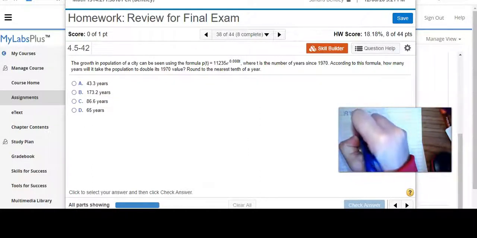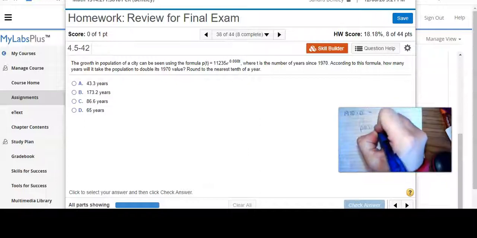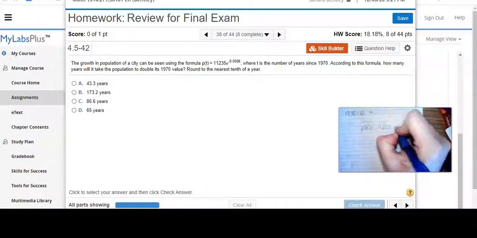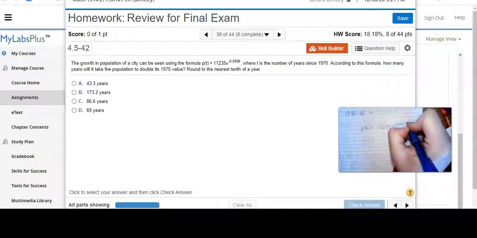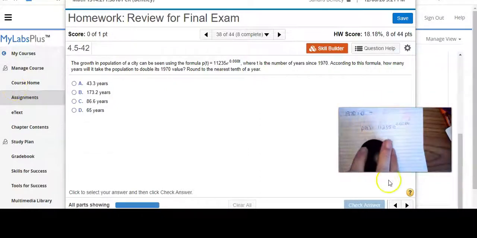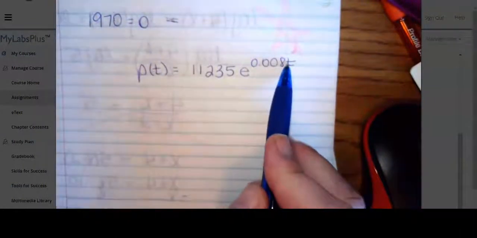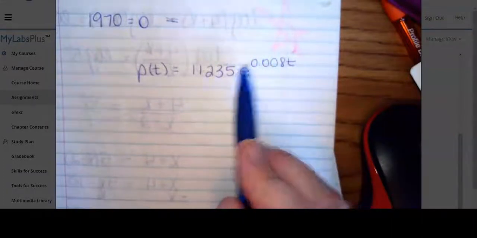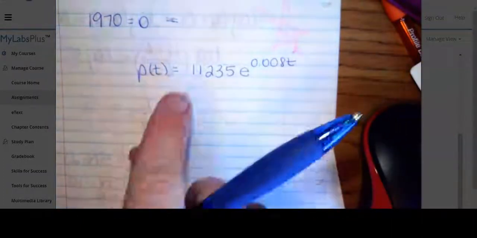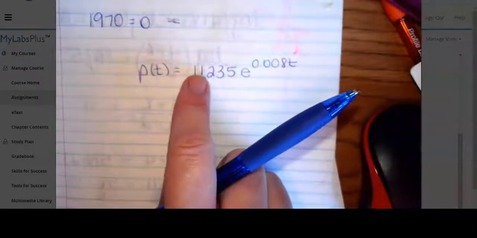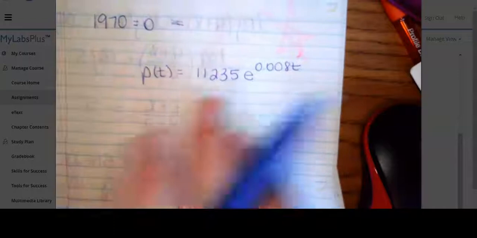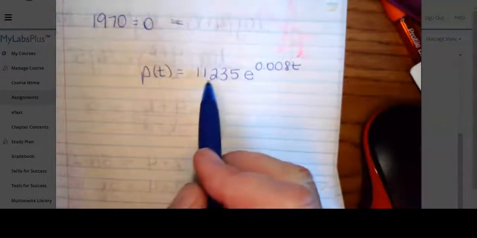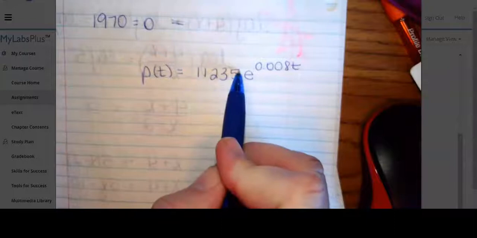So my equation is P of t equals 11,235 e to the 0.008t. Okay, so what I am looking for is this. If 1970 is 0, if we evaluate with t equals 0, that becomes e to the 0, and any number to the 0 power is 1. So my population in 1970 is 11,235 millions, billions, whatever it was. So I'm starting with 11,235.